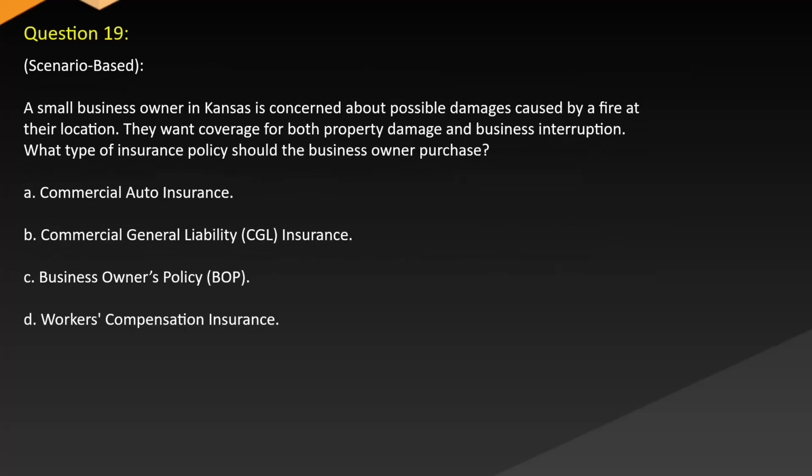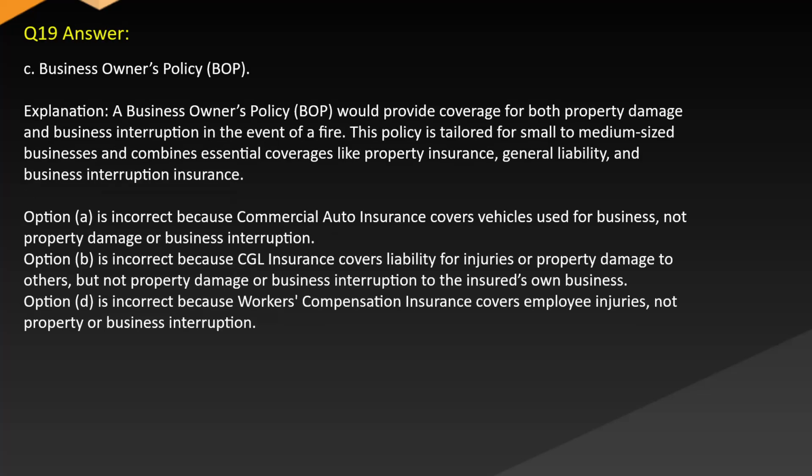Question 19. Scenario-based. A small business owner in Kansas is concerned about possible damages caused by a fire at their location. They want coverage for both property damage and business interruption. What type of insurance policy should the business owner purchase? A. Commercial auto insurance. B. Commercial General Liability (CGL) insurance. C. Business Owner's Policy (BOP). D. Workers' Compensation Insurance. Answer: C.